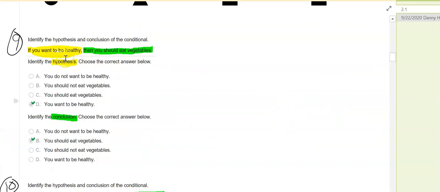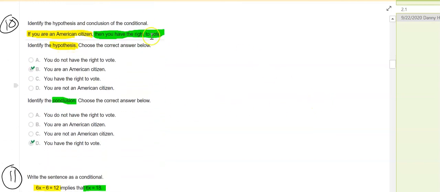And so now we're looking at this. I've highlighted it for you so we can see our hypothesis is here in yellow, and it's everything dealing with our if. And then everything in green here is dealing with our then, and it is also dealing with our conclusion. Same with number 10. Our hypothesis is everything with the if, and then everything dealing with our conclusion, our then.